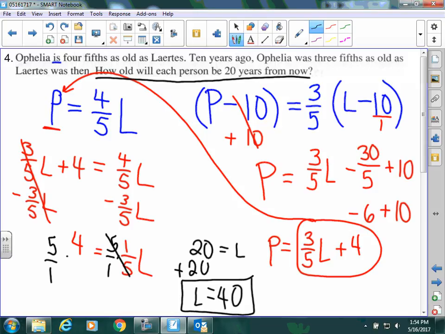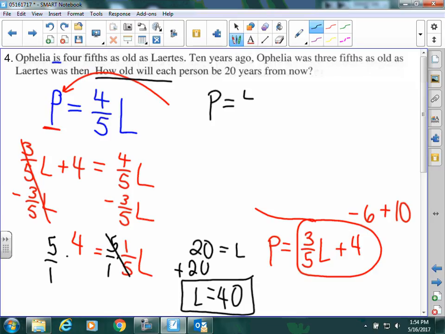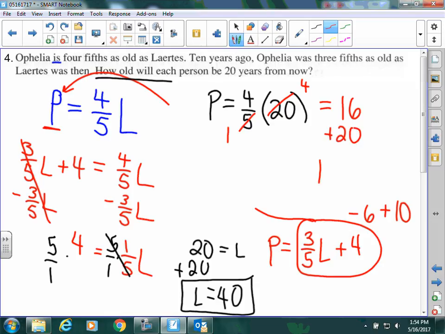But in the meantime, I've kind of run out of room here, so let me get rid of this. I'm going to say, in the meantime, we have Ophelia is equal to 4/5 of Laertes right now. He's 20 right now. So the 5 and the 20 cancel. You get 1 and 4. So Ophelia is 4 times 4 is 16. In 20 years, Ophelia is going to be 36. So I had to add 20 to both my answers. Laertes is 40, Ophelia is 36.